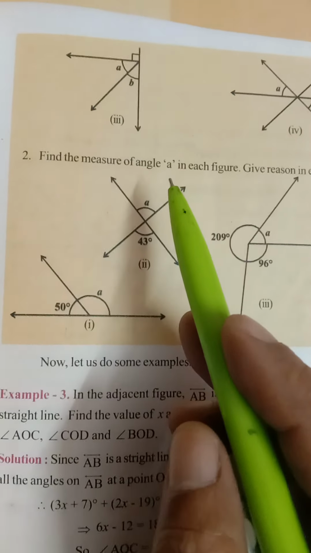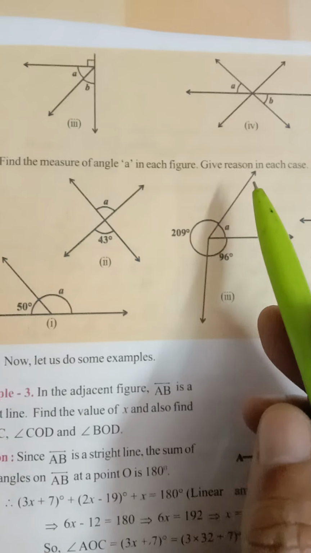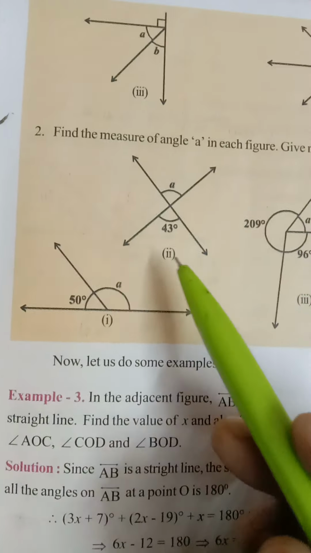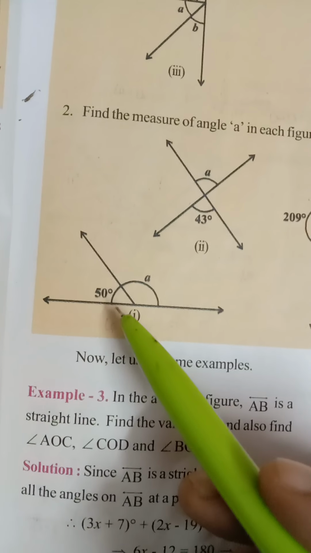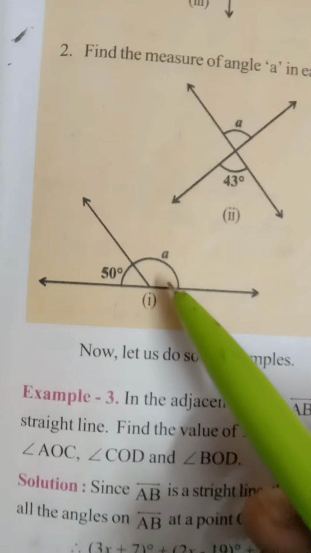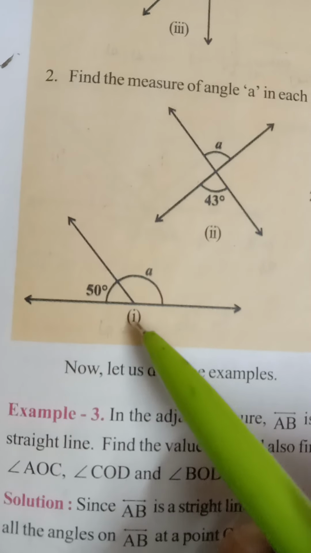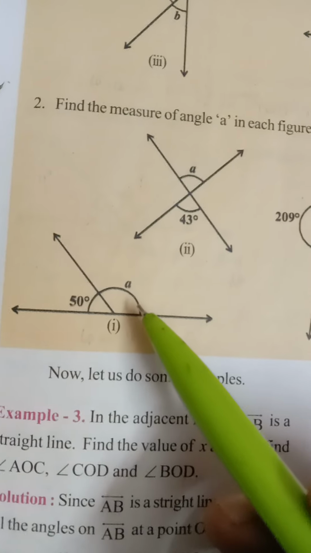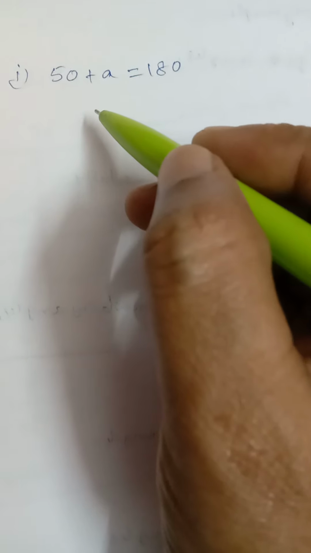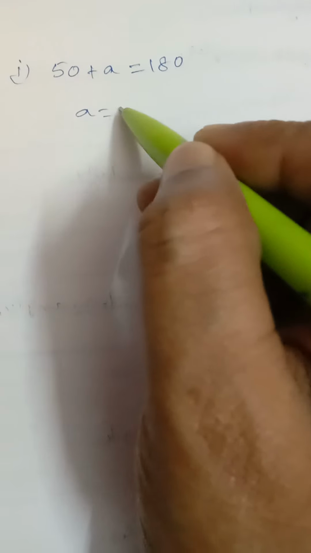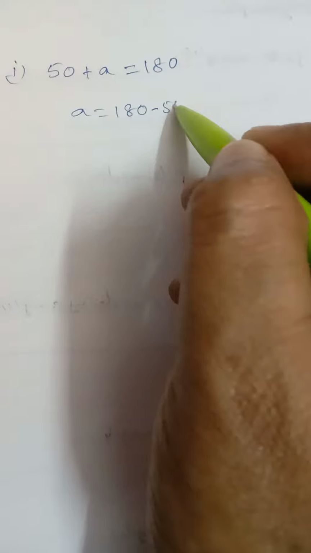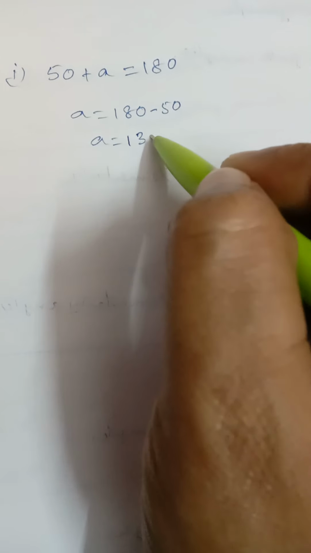Next, question number 2. Find the measure of angle A in each figure and give reason in each case. Diagram 1. 50 plus A equals 180 degrees. Find the A. Solution. Diagram 1. 50 plus A is equal to 180 degrees. A is equal to 180 minus 50. A is equal to 130 degrees.